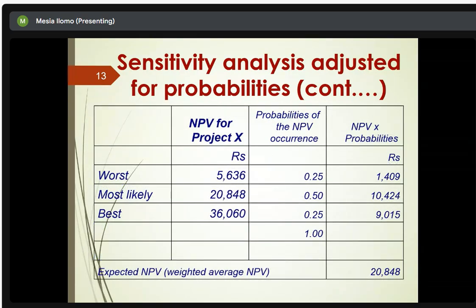So if we take project X as an example, we already computed the NPVs, which you did. Suppose now we are given the probabilities. For example, here you have maybe 25% chance of the worst scenario happening, 50% of the most likely happening, and then 25% for the best scenario. So in other words, the most likely case is the one with the highest probability.